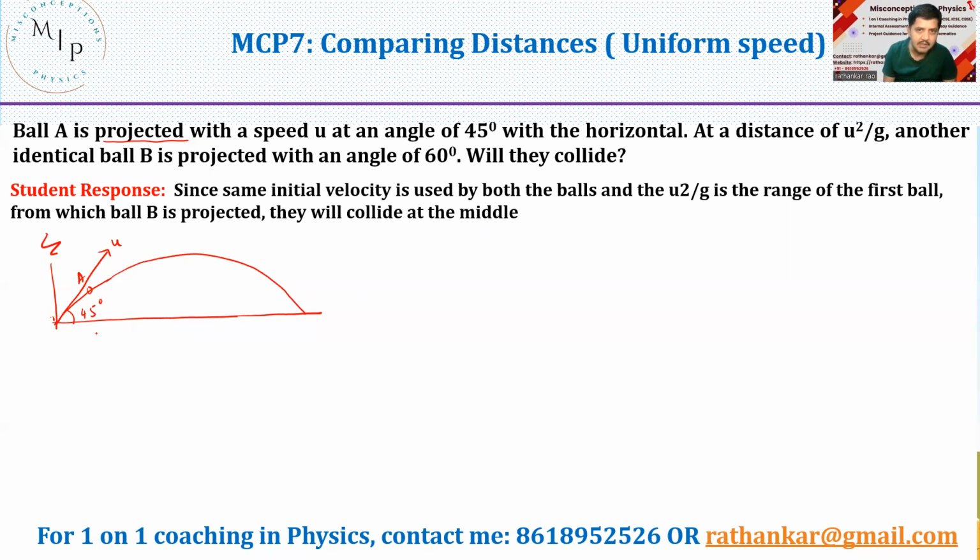U square by g. Now, when you look at this, for people who have already worked on projectile motion, you know the formula for range. This is my O, this is my A. OA is nothing but the range. The horizontal displacement of the projectile along the x-axis is the range, and the vertical displacement along the y-axis is the maximum height.